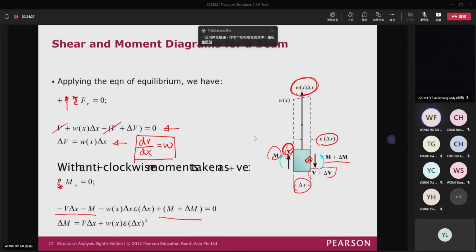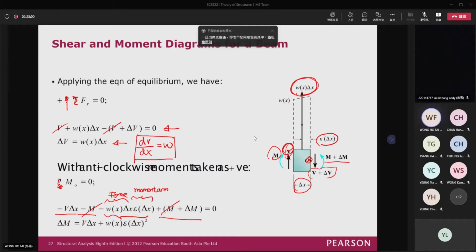So this one is actually the moment created by the external load. It is Wx times the delta X. This is actually the force, and then times the moment arm, which is equal to 0. So this M can be eliminated with each other. And then finally, you have this kind of function.